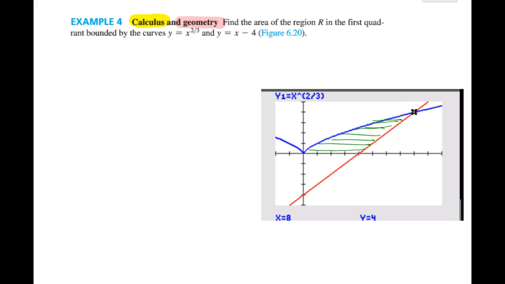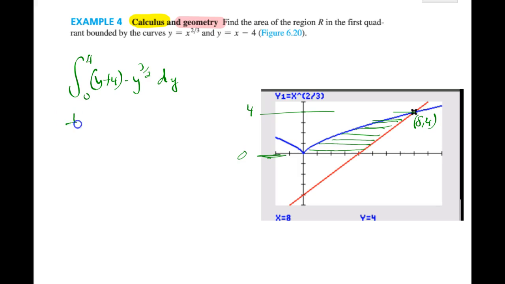So I'm going to do the red function minus the blue function, but then I'm going to integrate dy, which means bottom to this top point, which I believe is 4. So I'm going to integrate between 0 and 4, and the top function is the line, and I'll subtract off the bottom function. So integrating gives me 1/2 y squared plus 4y minus 2/5 y to the 5 halves, excuse me, from 0 to 4.